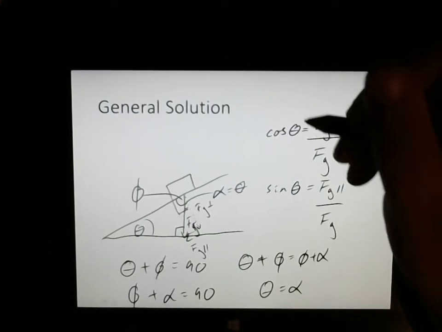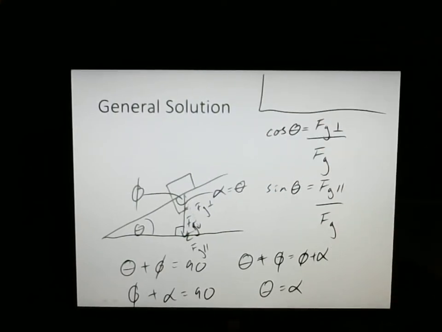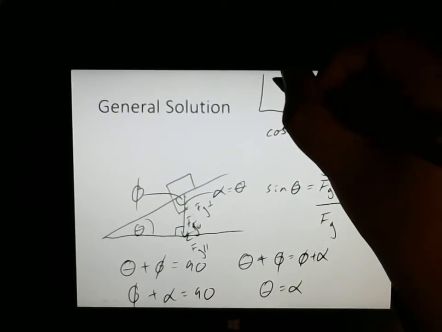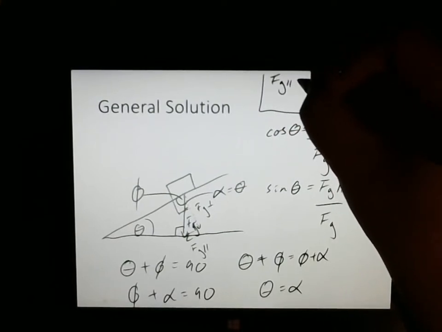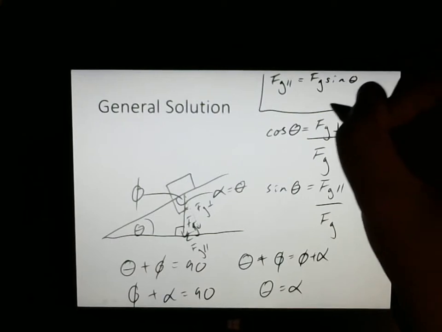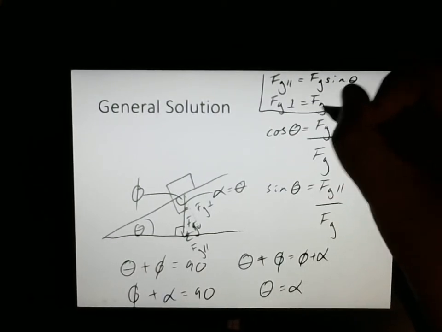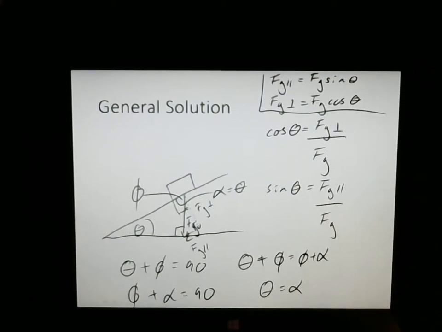If we rearrange that, we get our two rules. And I'm just going to draw our two rules up here because we're going to use these rules. We don't need to reprove them all the time. Fg parallel equals Fg sine theta, and Fg perpendicular equals Fg cosine of theta.